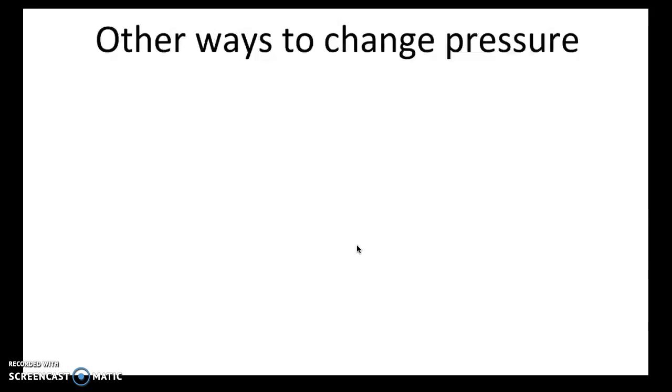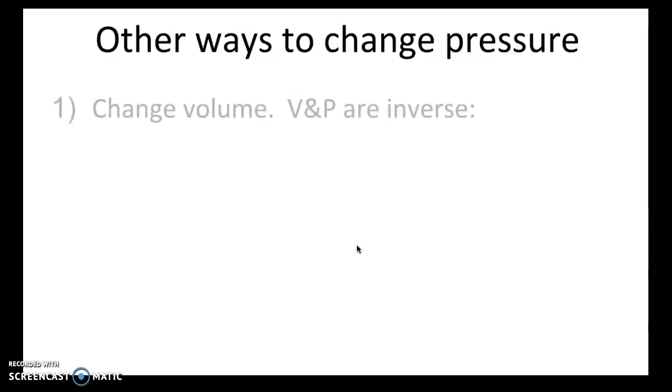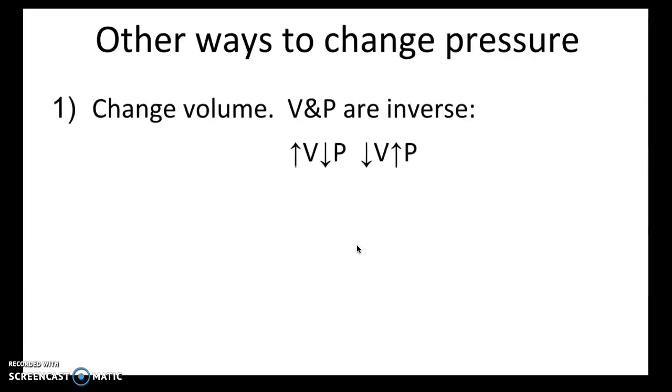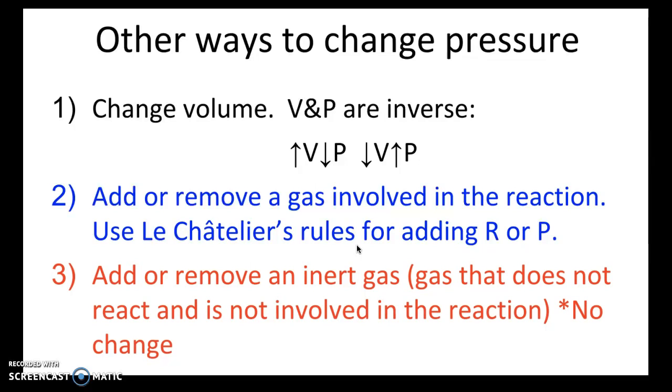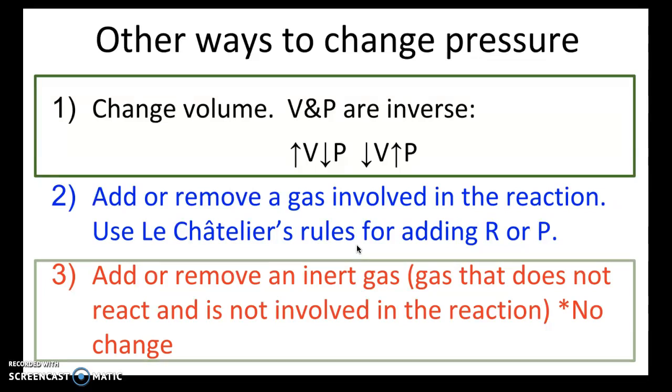So I just wanted to quickly go through some of the ways, as we said before, of changing pressure. You can change it through volume. The other thing you can do is add or remove a gas involved in the reaction, but that's adding a reactant or product, so you would use the rules that we saw for that. The other thing you can do is add or remove an inert gas, a gas that is not involved in the reaction. If you do that, it has no effect on the pressure. So in your problems, you'll see problems where you're given the change in volume, or you're adding or removing an inert gas, and having to predict the change here.